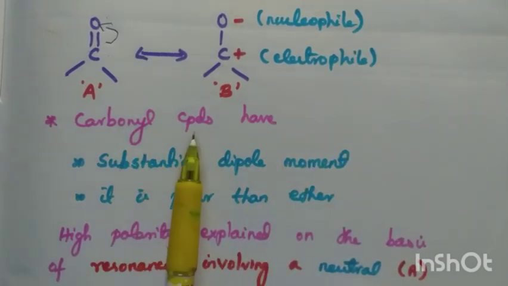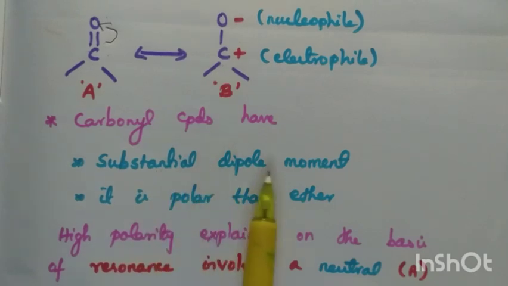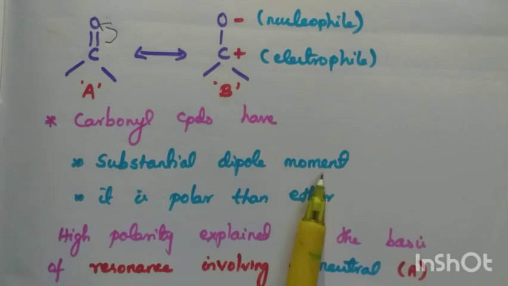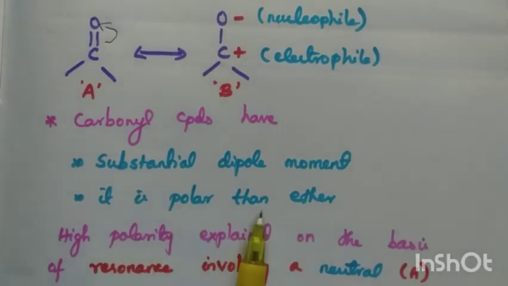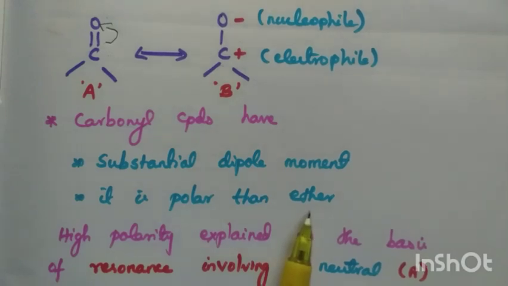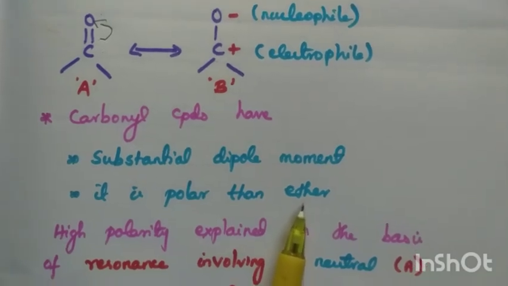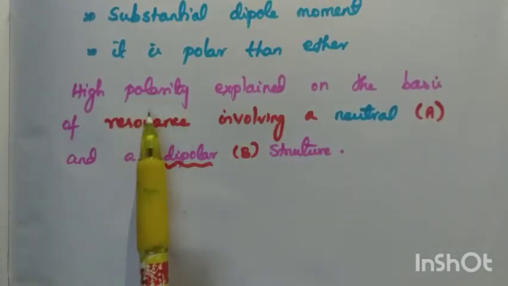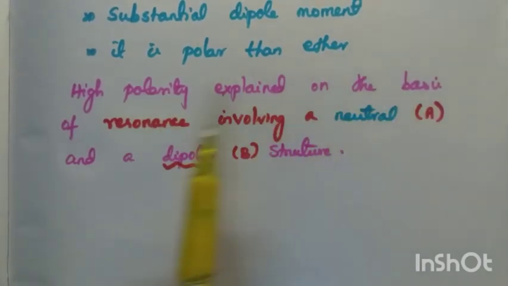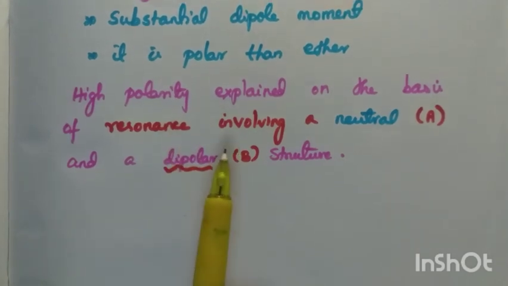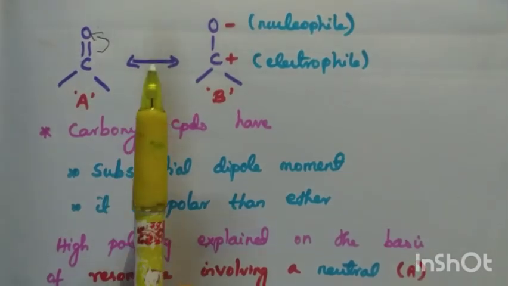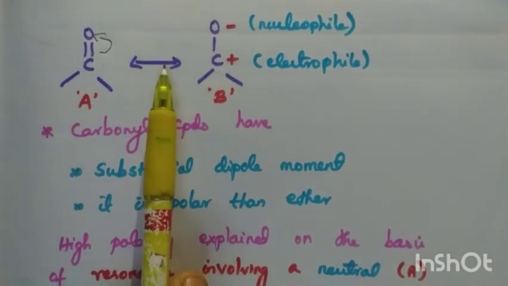So the carbonyl compounds have a substantial dipole moment. It is polarized, so it has some dipole moment. It is more polar than ether. The high polarity is explained on the basis of resonance. This is the resonance structure, and by this resonance structure we explained this.